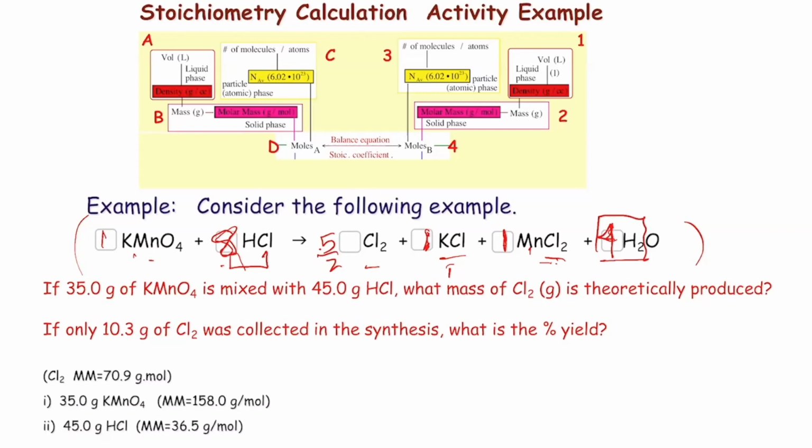Then I just multiply this whole equation by 2. So this right here will convert to 2. This right here will convert to 16. This right here will convert to 5. This right here will convert to 2, 2, and 8. That would be the balanced equation.